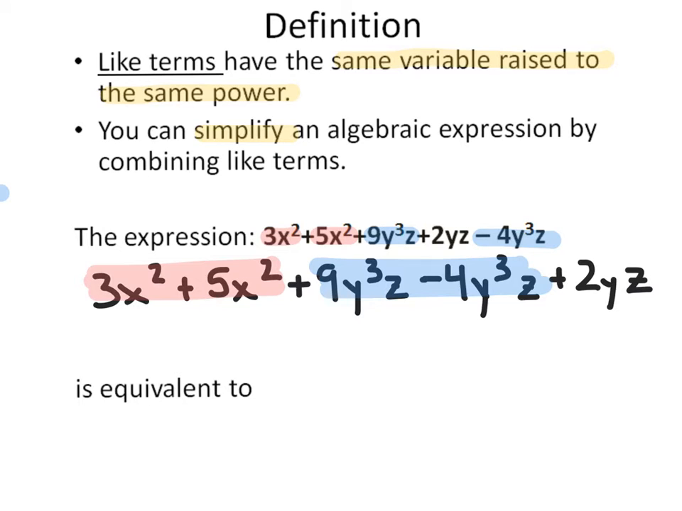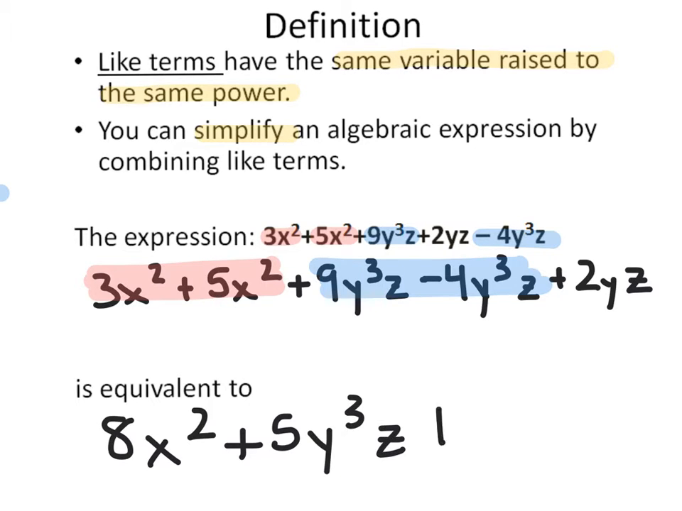Now, if we were to simplify, we can combine the 3x squared and 5x squared to become 8x squared. 9y cubed z minus 4y cubed z becomes 5y cubed z, and 2yz stays by itself.